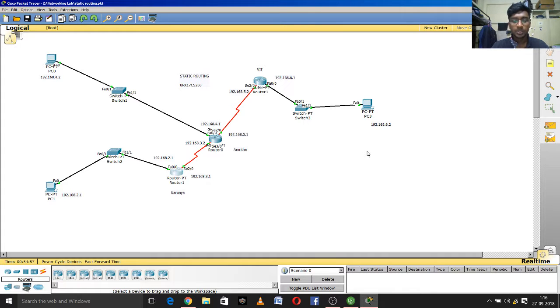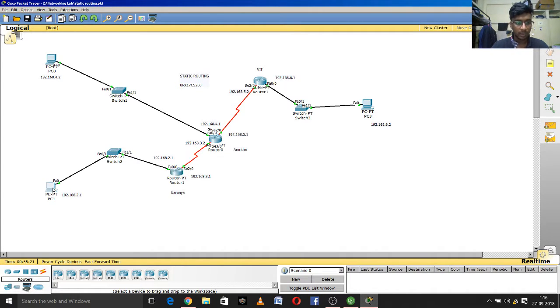So static routing is basically where the router uses a manually configured routing entry rather than dynamically routing traffic. In the topology, as you can see, we have three PCs that are connected to three switches and then three routers. To get right into it, first we configure the PCs and the routers.